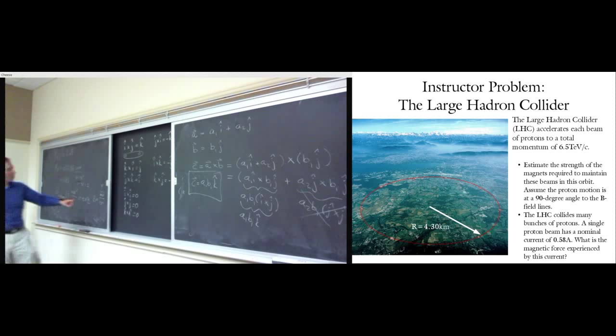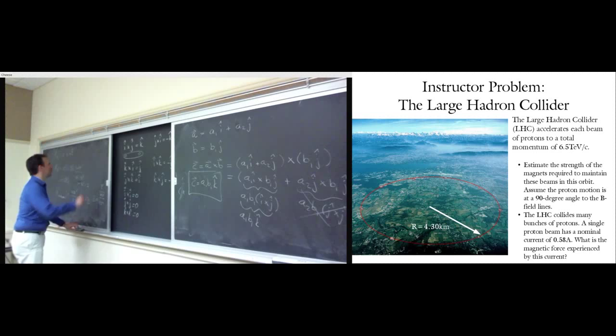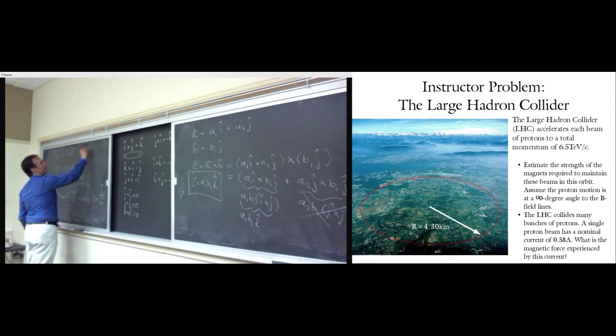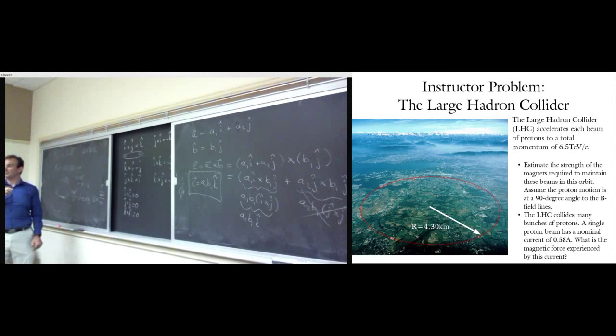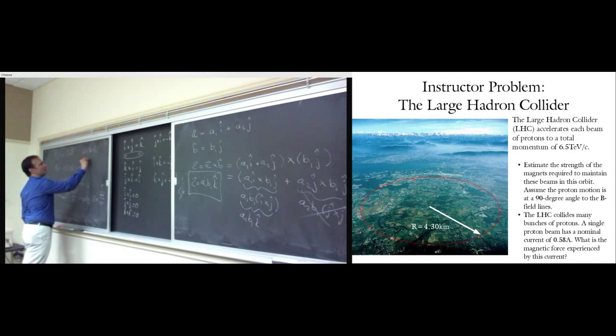Okay. So if you put in that momentum, we have to convert its units. So 6.5 TeV divided by C. 10 to the power of 16, I guess. For T? Oh, no, T tera, 10 to the 12. Okay. So this is 6.5 times 10 to the 12 eV divided by C.